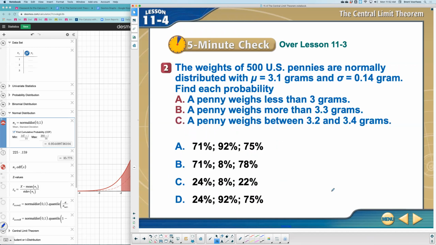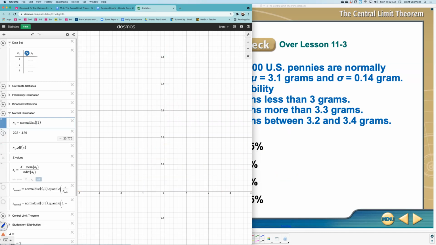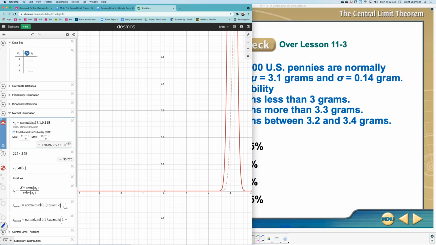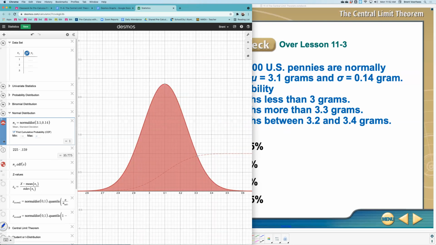Now let's take a look at number 2. It says the weights of 500 US pennies are normally distributed with a mean of 3.1 grams and a standard deviation of 0.14 of a gram, 14 hundredths of a gram. Find each probability. Okay, so this one, just to be simple, I could just type in a 500 here. No, I'm sorry. We have 500 pennies, but it's 3.1 grams with a standard deviation of 0.14 grams. I'm going to remove these values for a moment, and I'm going to zoom fit this.